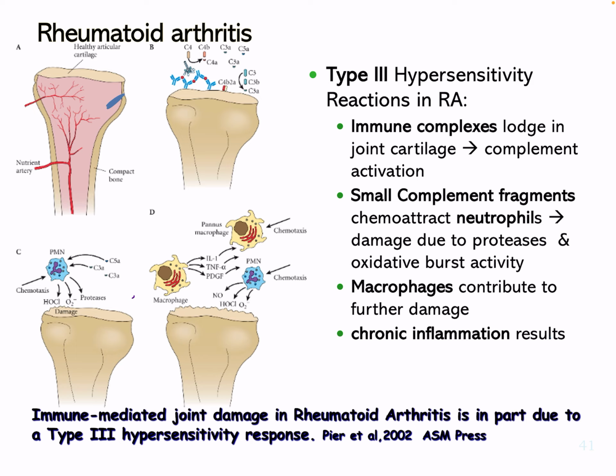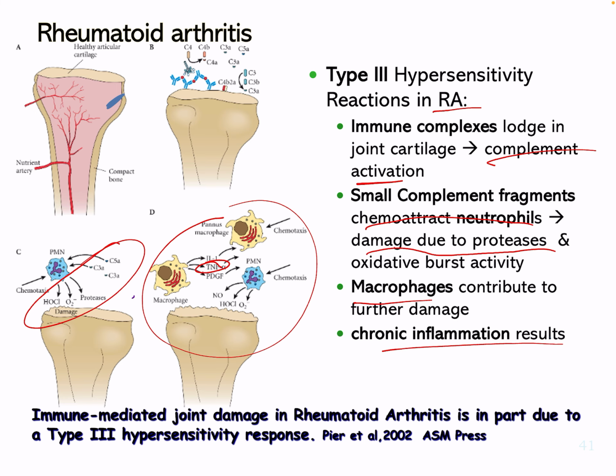In rheumatoid arthritis, or RA, immune complexes lodge in joint cartilage and result in complement activation and the Arthus reactions we talked about. Then we have our small complement fragments, which chemoattract neutrophils. This damage is due to proteases and oxidative burst activity. Macrophages contribute to further damage, and chronic inflammation results. One of the key therapies for rheumatoid arthritis is blocking TNF-alpha and other similar targets. A lot of these become targets for these conditions as well, so keep that in mind.